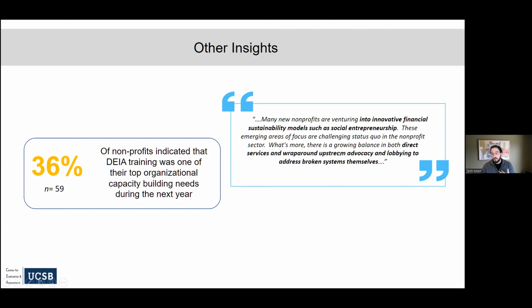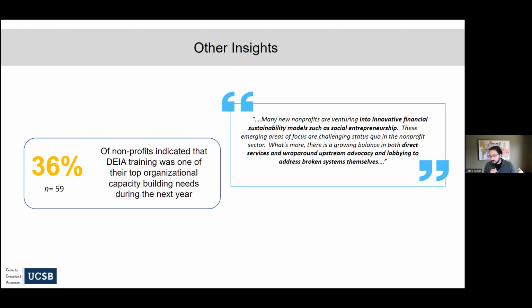What's more, there's a growing balance in both direct services and wraparound upstream advocacy and lobbying to address broken systems themselves. The reason I highlight this quote is because there's a movement, broadly speaking, that attempts to look not just at direct services to individuals, groups or organizations on the ground, but also at the systems in which they operate. This is an opportunity to really leverage the equity lens, the equity perspective, as part of the yes.